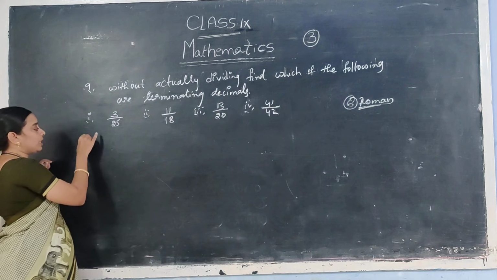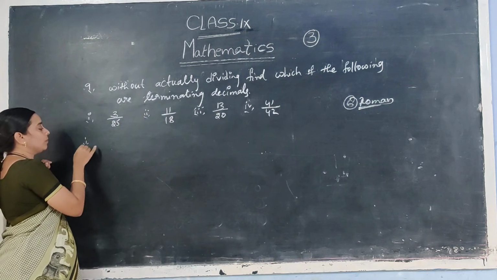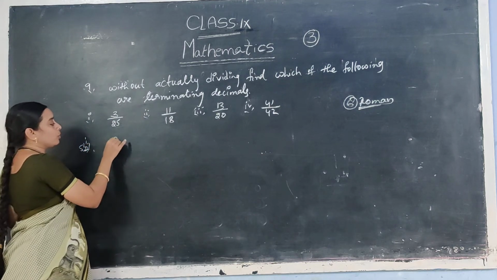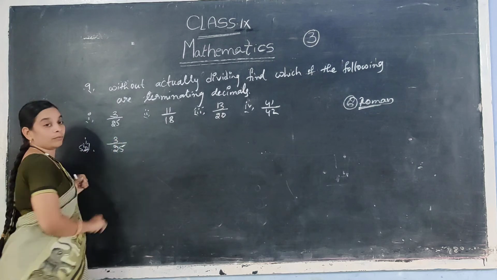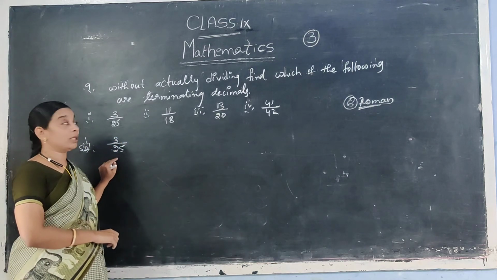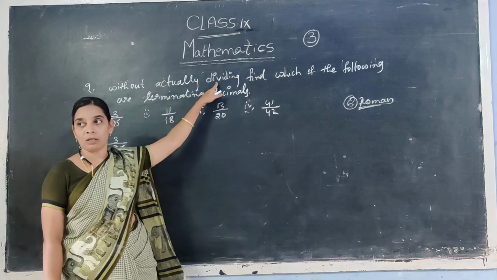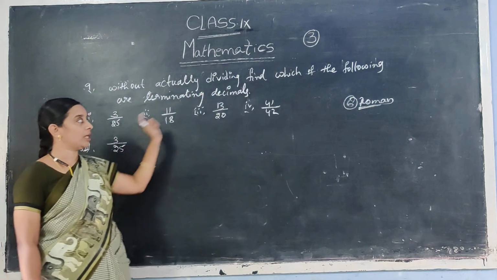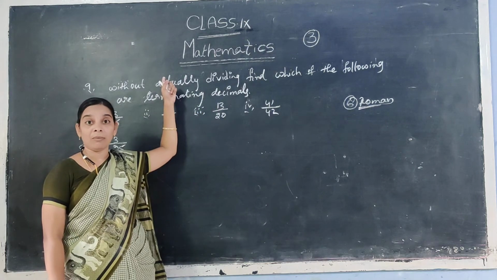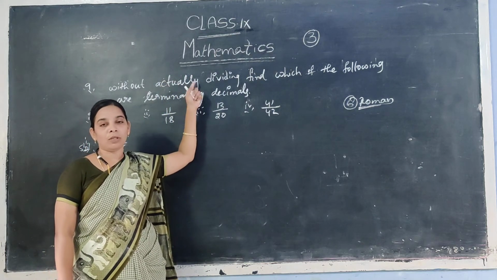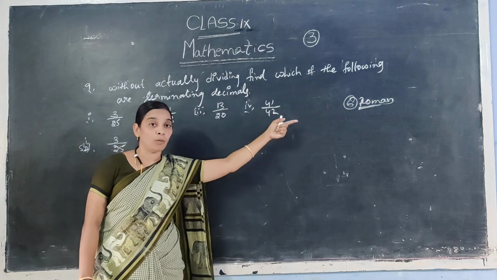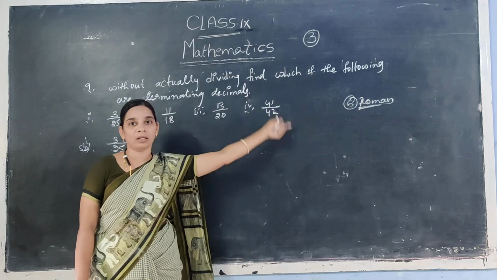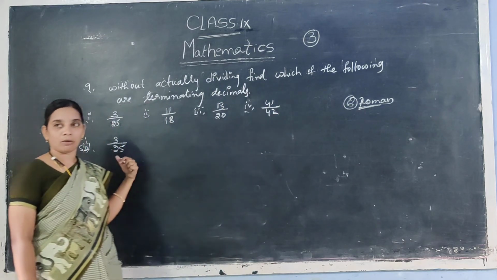So first of all check the first question, 3 by 25. First of all check the denominator here without doing division. So you can't divide the two numbers. After division also you will get the decimals, but here it is clearly mentioned without doing division. So without doing division means, with the help of the condition I explained in the 6th Roman, I have to solve this.